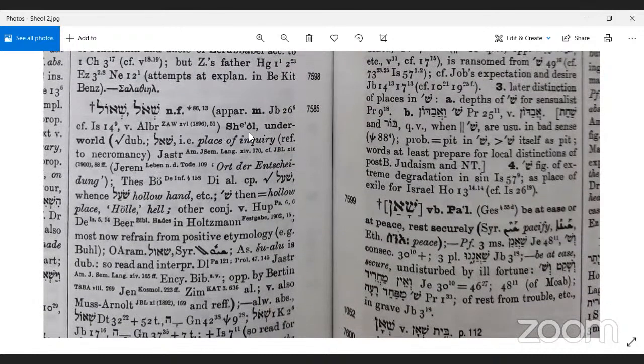Okay, we see the English Sheol, underworld, place of inquiry. Place of inquiry. Reference to what? Necromancy. Let's look it up for those people who don't know what it means. Okay, so let me close this out. Hold on. Necromancy.